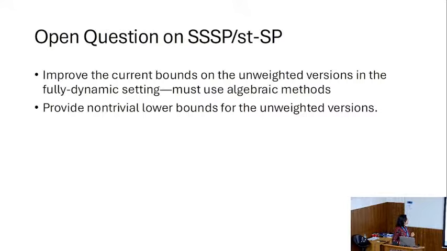So provide non-trivial lower bounds for the unweighted version, or get better algorithms. And they must use algebraic methods, because in the fully dynamic lower bound that we have, if we consider combinatorial algorithms, then actually we can show for the unweighted version there is nothing better. So for the unweighted version, in order to get anything better, you need algebraic methods. There already exists an algorithm like that. The question is whether you can improve it or give some non-trivial lower bound for it. Okay, so that's it.